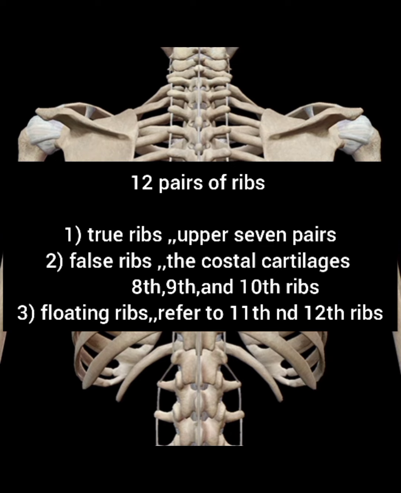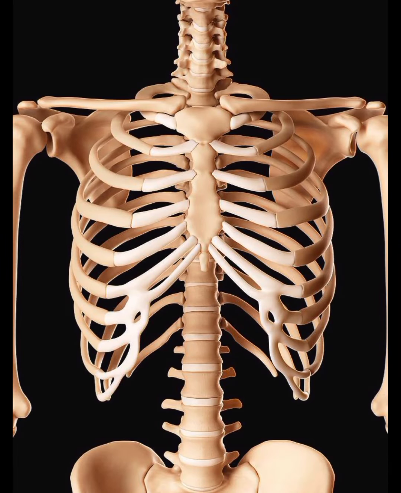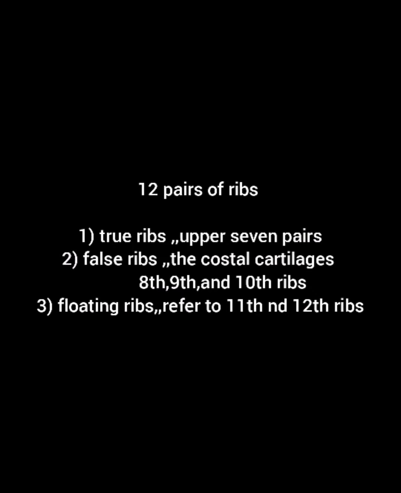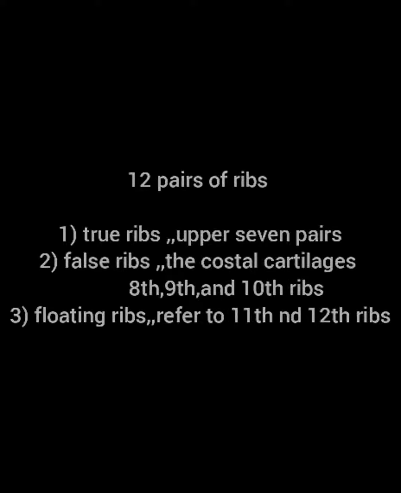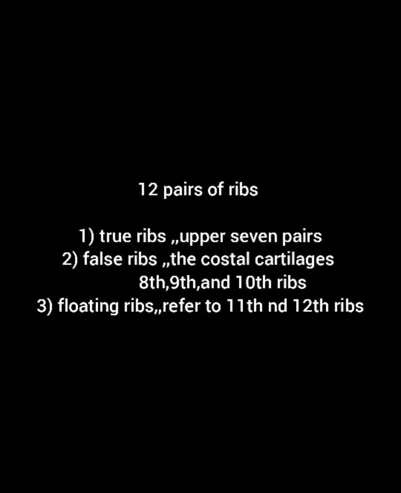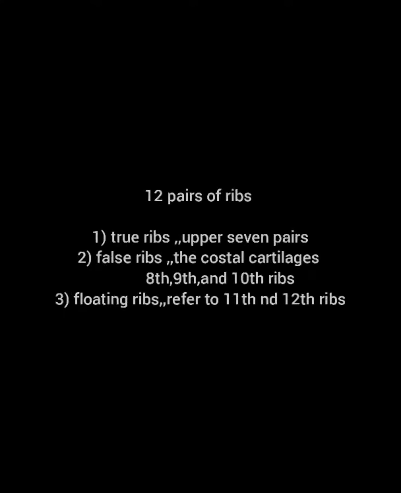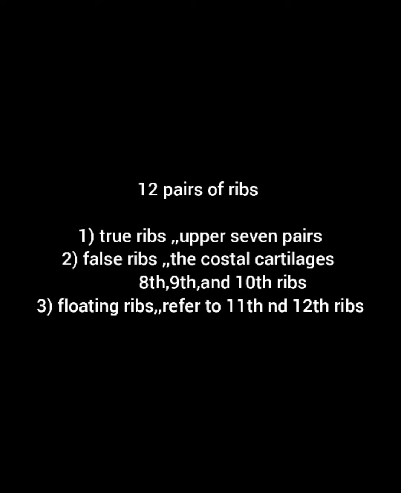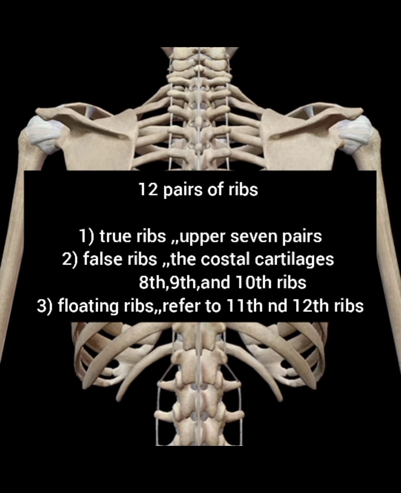Okay, and the false ribs are the 8th to 10th ribs, I mean the next three pairs of ribs, the 8th, 9th and 10th ribs. They are not attached to the sternum directly but end by getting attached to the next higher cartilage. That's why they are attached indirectly to the sternum and called false ribs.